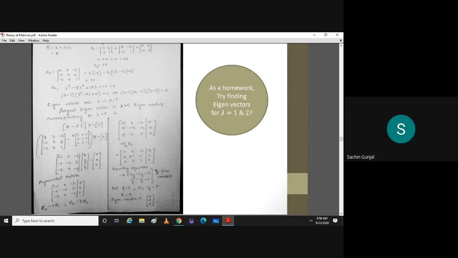Oh, it should be, sir, for lambda equal to 1, t by 2, t by 4 and t. Yeah, this is correct. That means 2 and 4. Yes, sir. 2 and 4 is the eigenvector for lambda equal to 1.